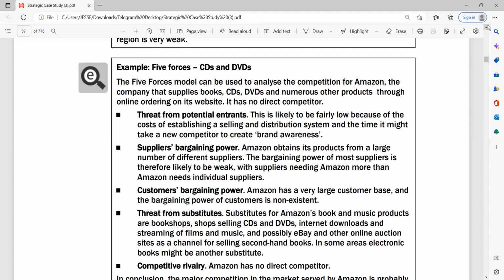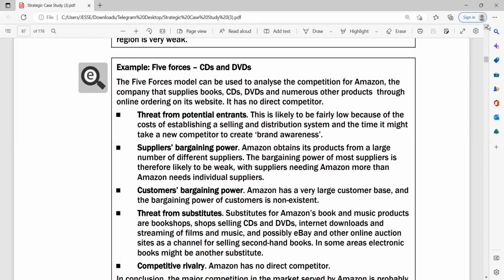Then you have suppliers' bargaining power. Amazon obtains its products from a large number of different suppliers, right? The bargaining power of most suppliers is therefore likely to be weak, with suppliers needing Amazon more than Amazon needing individual suppliers. So Amazon has grown big such that suppliers are trying to list their products on Amazon, right? And Amazon has the luxury of sourcing from different suppliers. So suppliers do not necessarily have high power when it comes to Amazon.